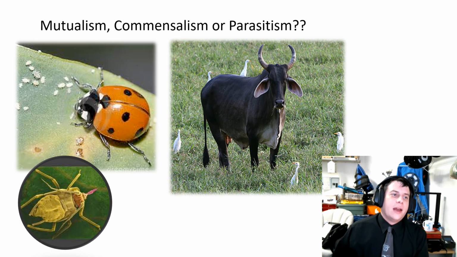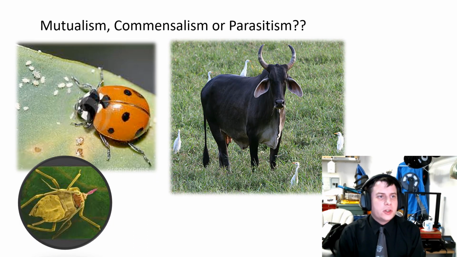All right. So, mutualism, commensalism, or parasitism. Well, over on this side, you can see these little buggies right here. These ones here. These are called aphids. And they're like ticks, but for plants. Well, there you go. They're sucking the nutrient out of that plant.